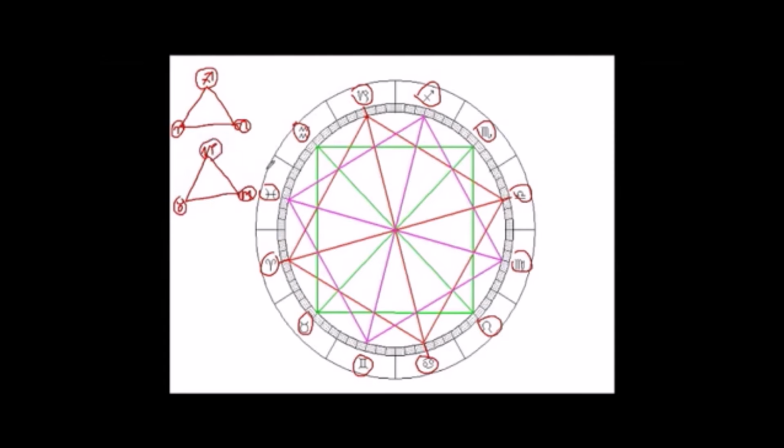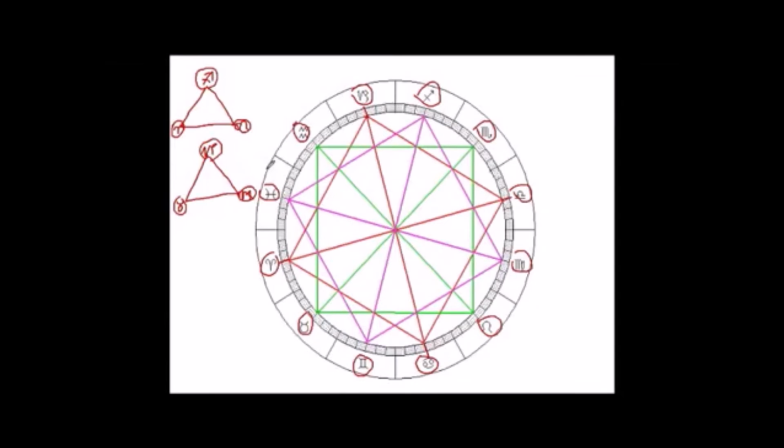So these groups of 3 and 4, these 4 groups of 3 and 3 groups of 4, are kind of interwoven. So you only have one combination of cross and element. There's only one cardinal fire sign, only one fixed earth sign, only one mutable air sign, and so on.